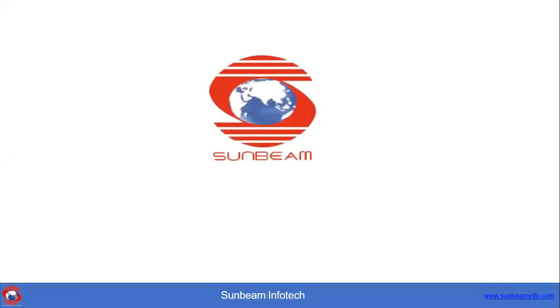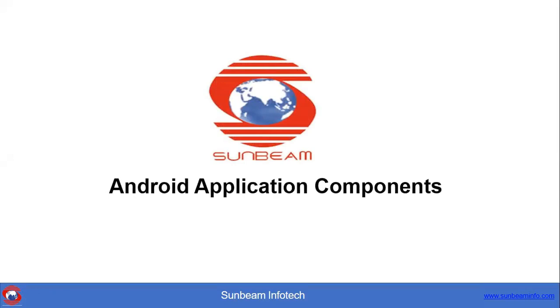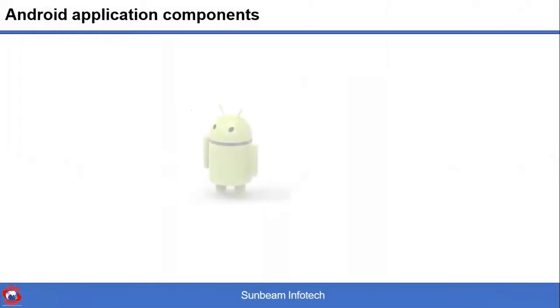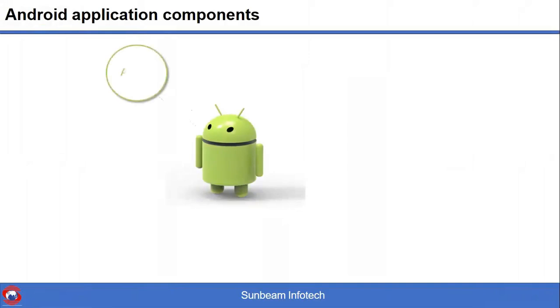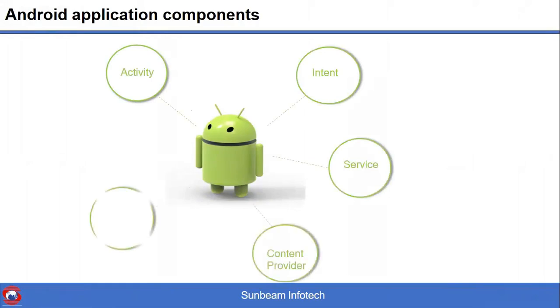Hello everyone, my name is Lalita and in this video we are going to talk about Android application components, which are being used in order to make any Android application. So let's discuss. There are 5 main components that form a part of the Android application. They are namely activities, intents, services, content provider and broadcast receiver.